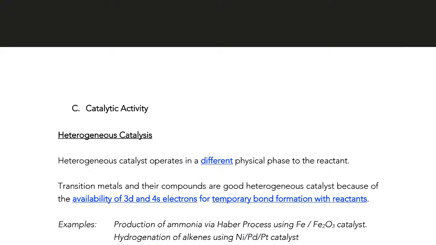So this talks about your catalytic activity, which is going to sum up here. Now the last part is on the catalysis.